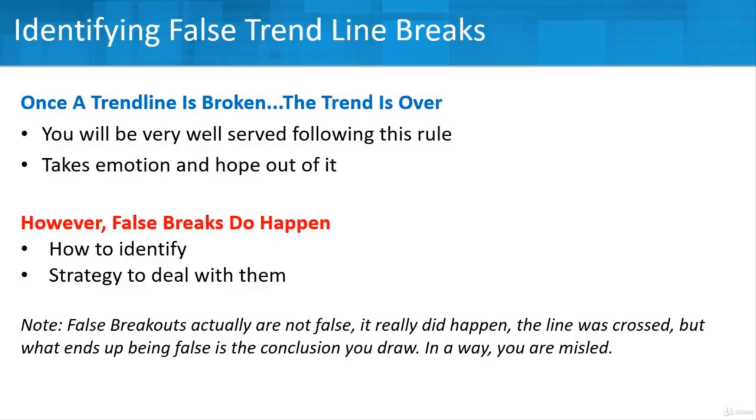It goes back into the trend very quickly. So in this lesson, we're going to keep talking about how to identify those. And then in the next lesson, we're going to talk about the strategy and how to deal with them as well. And one thing to note about this, the terminology is like a false breakout, but actually they're not false. It really did happen. The trend line really was crossed. But what ends up being false is the conclusion you draw from it. In a way, you are misled. It happens all the time. And we're going to look at how to possibly identify these things so we're misled less.